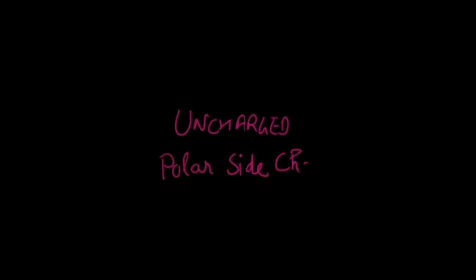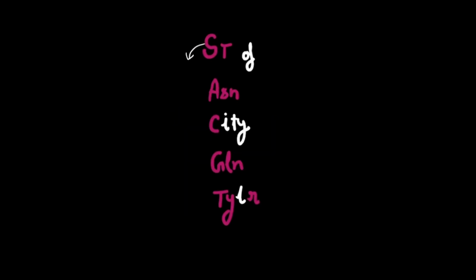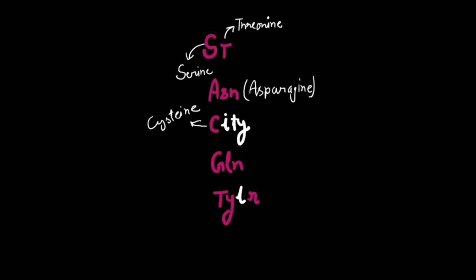Let's get to the second mnemonic for uncharged polar side chain containing amino acids. Saint, S-T: S for serine, T for threonine. Of is a filler. ASN for asparagine, City for cysteine, Glenn for glutamine, and Tyler, where I dropped L, for tyrosine. The Saint of ASN City, Glenn Tyler.